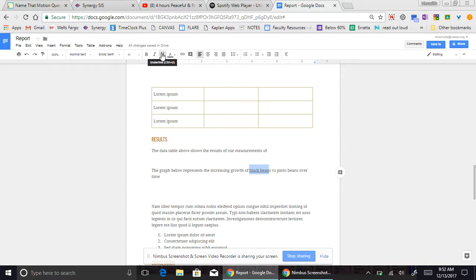So once I have my experiment results, then, oh wait, I didn't actually test black beans and pinto beans. It was black beans with fertilizer versus black beans without. So I'm just going to go to every underlined place and replace it with what I actually tested and what my results actually were. The graph represents this. It shows an upward positive correlation. You might not be able to say that, but a positive relationship between the two things.